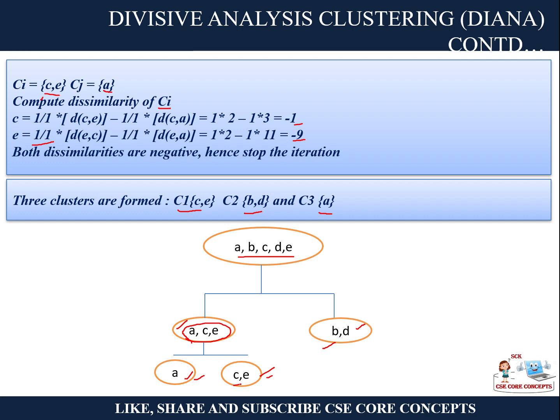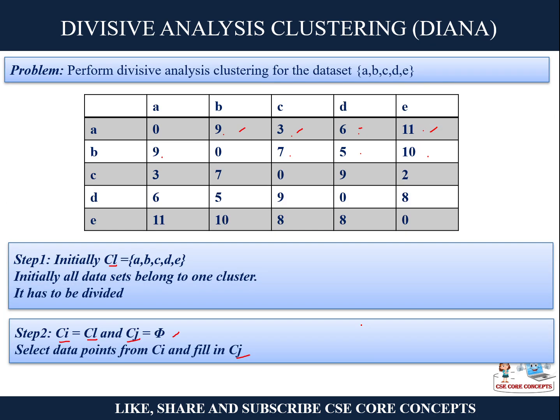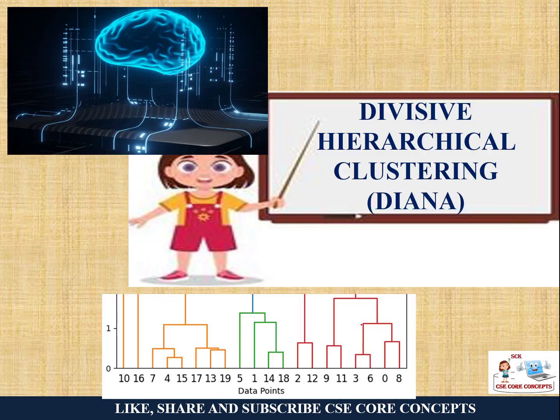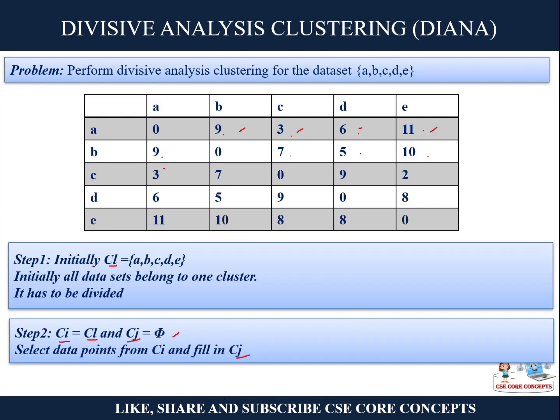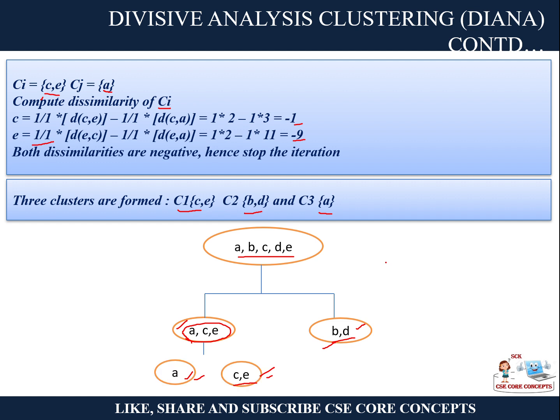Now you can also compute the diameter of CE and BD, and again you can find out which one you can go for. So let's see if we can go further. What is the distance between C to E? The distance between C to E is 2, and the next cluster was B to D. The distance between B to D is 5. So we may further divide this cluster, that is B to D.